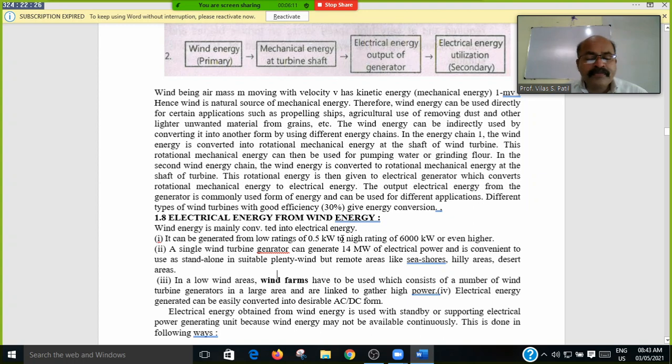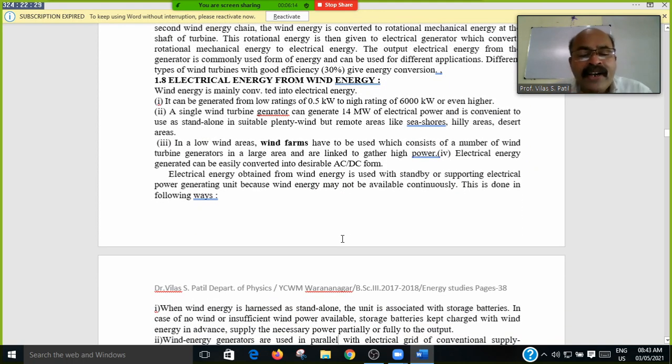Okay, here we came. In a low wind area, wind farms have to be used, which consist of a number of wind turbine generators in a large area and are linked together to get high power. And the fourth point is very important, that is, the electrical energy generated can be easily converted into desirable AC or DC output. It means whichever form of electrical energy is required, the mechanical energy from the wind is converted into that form. It may be AC or it may be DC. It means a hybrid form of energy is converted from the wind energy.